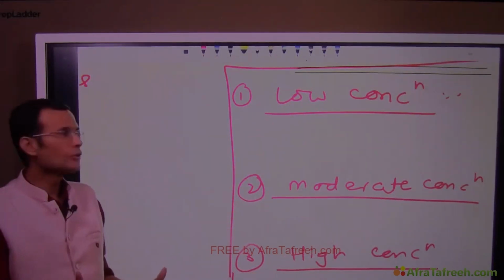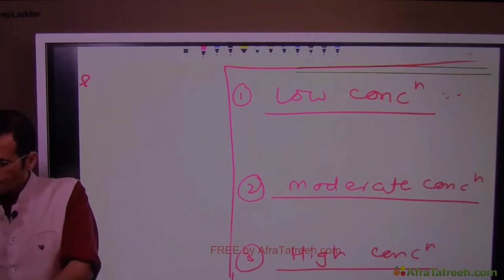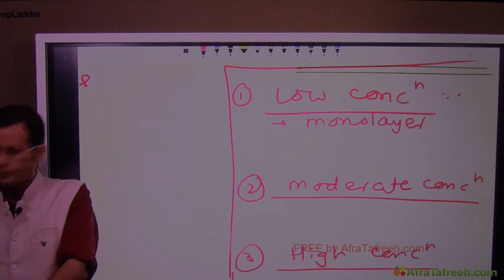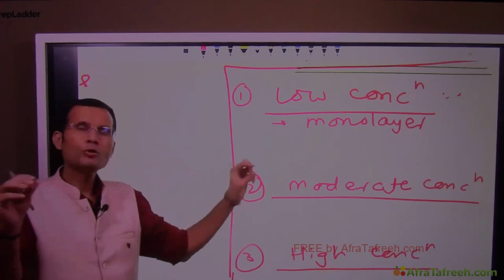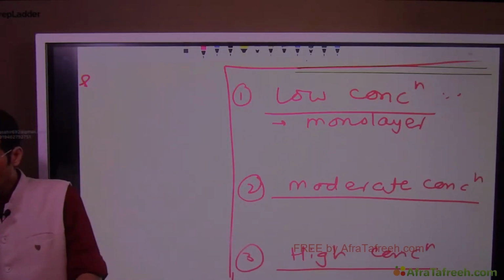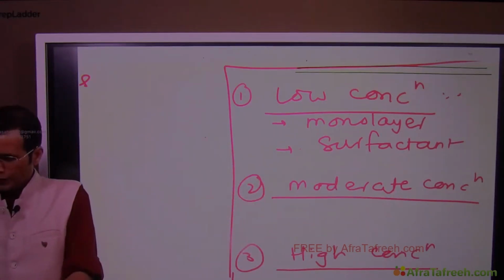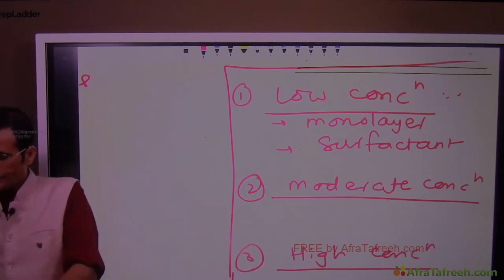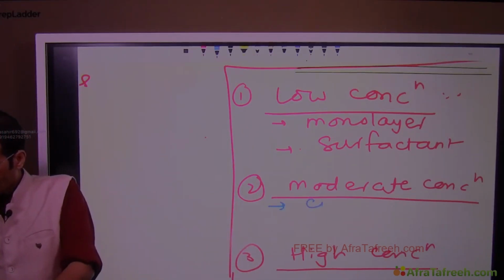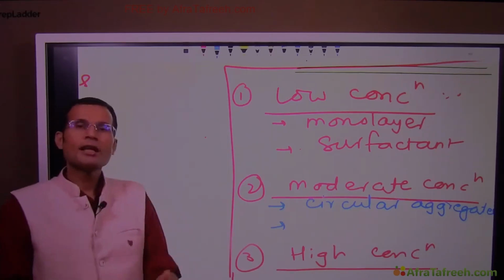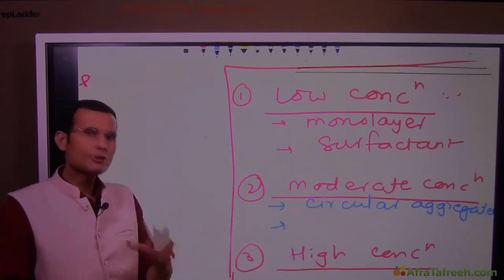At relatively low concentrations, phospholipids will form a single layer of lipids, a monolayer. They will form one row of lipid molecules. Where do you find this? An example is surfactant. Surfactant is a monolayer of phospholipids and other lipids. At moderate concentrations, they will form circular aggregates. By now you might have realized what I am talking about, the circular aggregates of phospholipids.